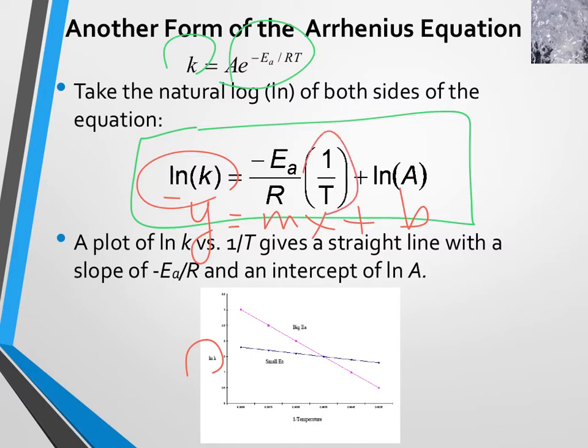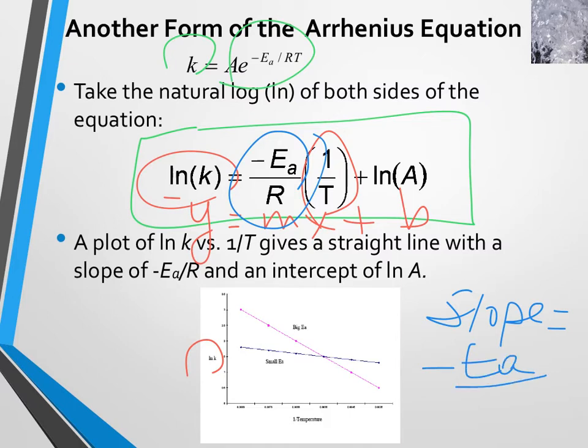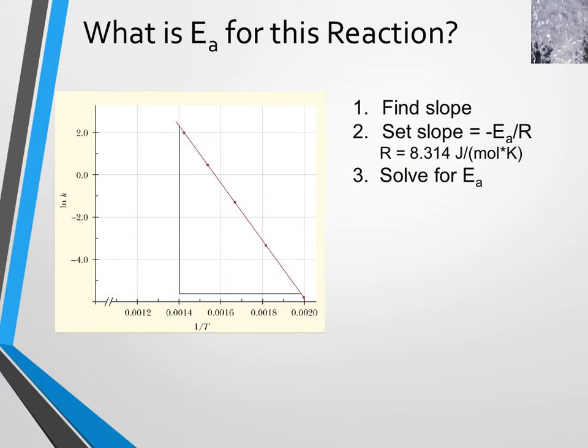And plot 1 over T on the x-axis. And look what the slope's going to be. In this case, the slope is equal to minus activation energy divided by the universal gas constant. So here's a sample question you might be asked on a quiz or a test. What is the activation energy for the reaction represented in this graph?